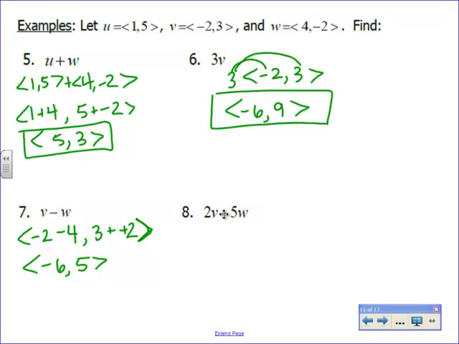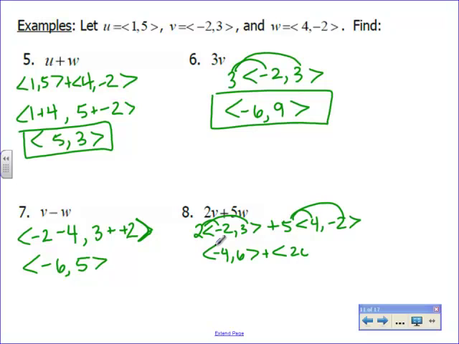This last example is about as complicated as they get. You're doing a multiplier and addition. Just like in order of operations, you still have to multiply first before you add. So we're going to distribute the 2 into the first v, and then we're going to distribute the 5 into the w. It's going to leave us negative 4, 6, plus 20, negative 10. And then to add the vectors together, we add the x components, and we add the y components. Negative 4 plus 20, 6 plus negative 10 is going to leave us a final answer of 16, negative 4.